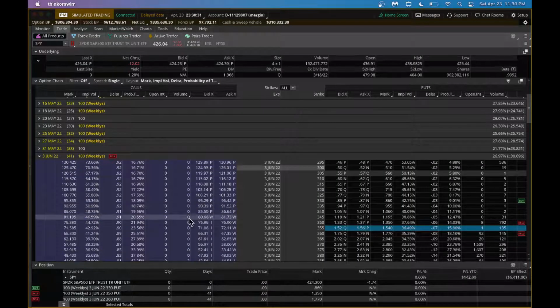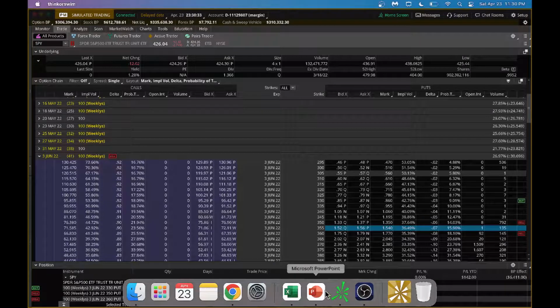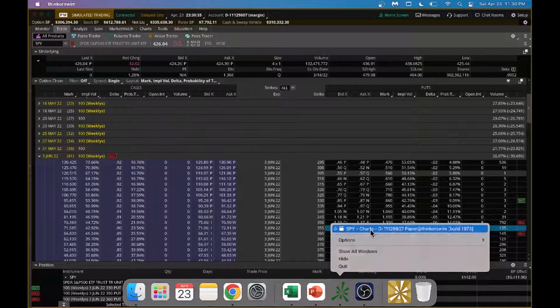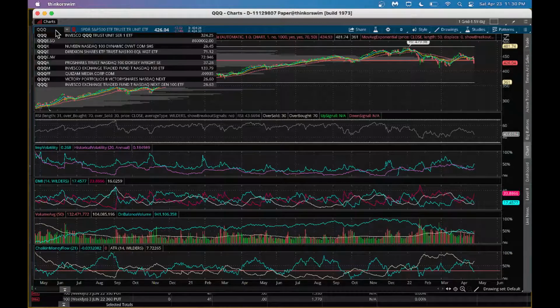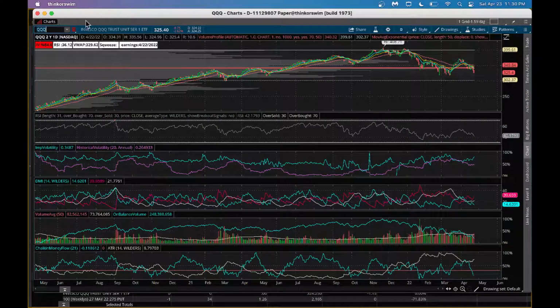All right, let's do one more here, QQQ, and go from there. So let's bring up QQQ, which is one of my favorites here. Could do QQQ, and look, QQQ has also been down here.